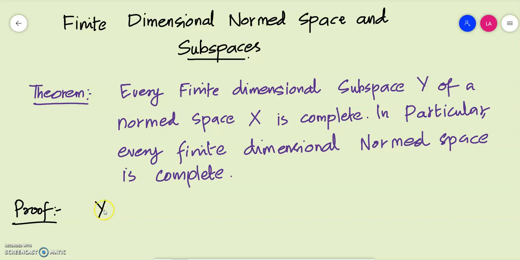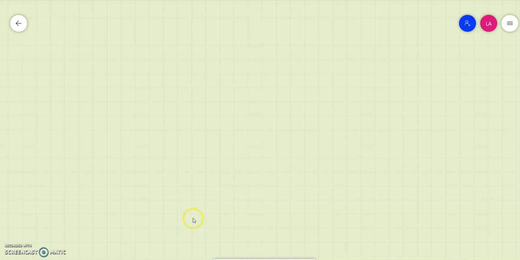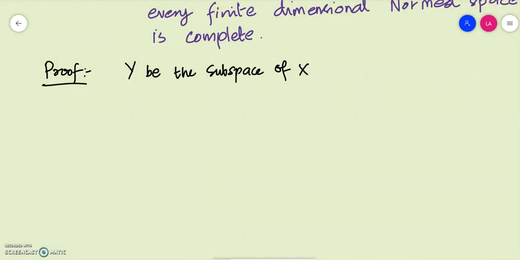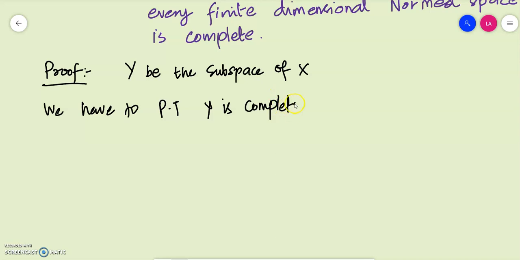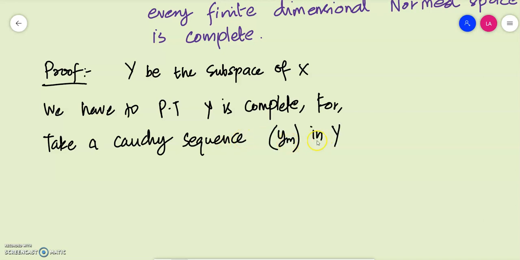So let Y be a subspace of X. Now we have to prove that Y is complete. For that, we take a Cauchy sequence (ym) in Y, and we have to prove that the sequence (ym) actually converges in Y. This is what we have to establish.